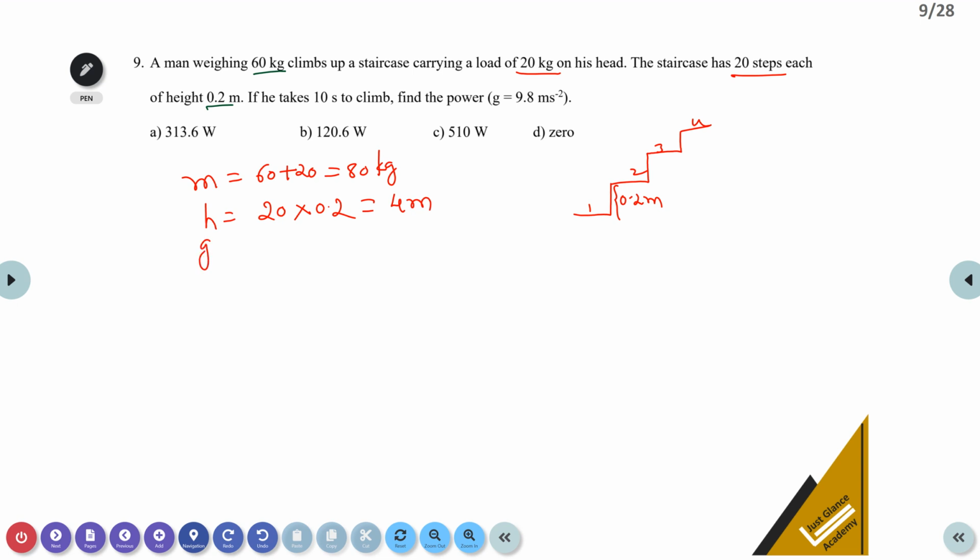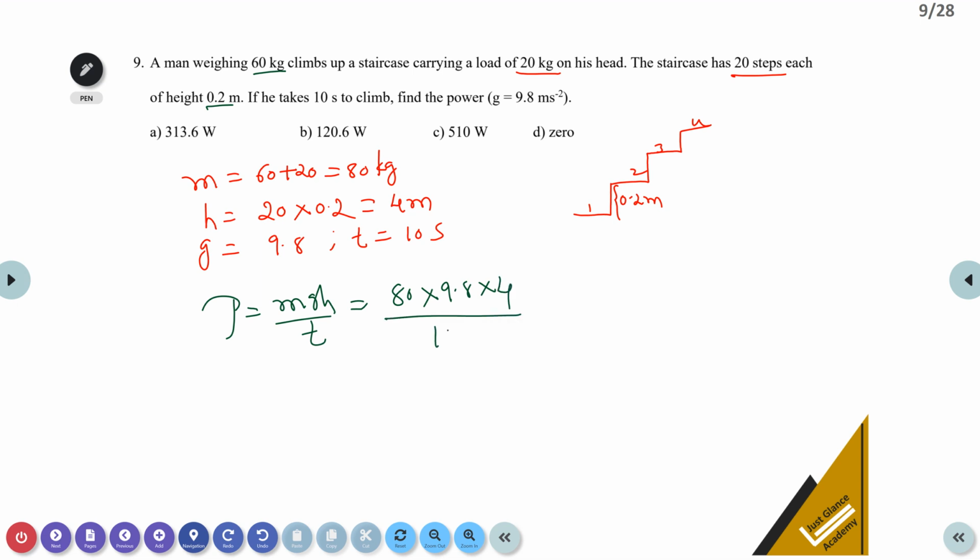Then g equal to 9.8, all are given. The time is 10 seconds. Then what is the power? Which formula are you using? Power equal to mgh divided by t. Substitute this: m is 80 into 9.8 into 4 divided by time 10. Simplify it all together, it comes around 313.6 watt. So this is the right choice. Simple problem.